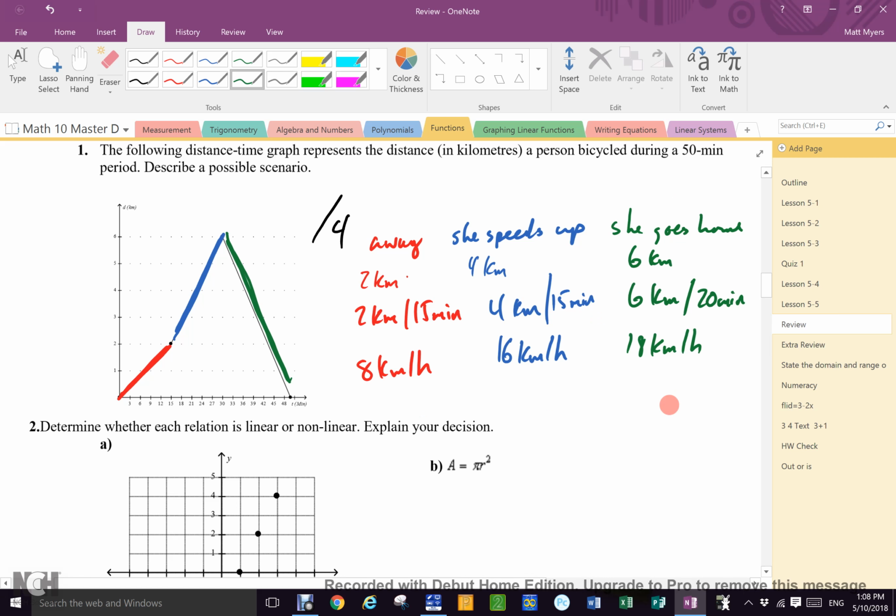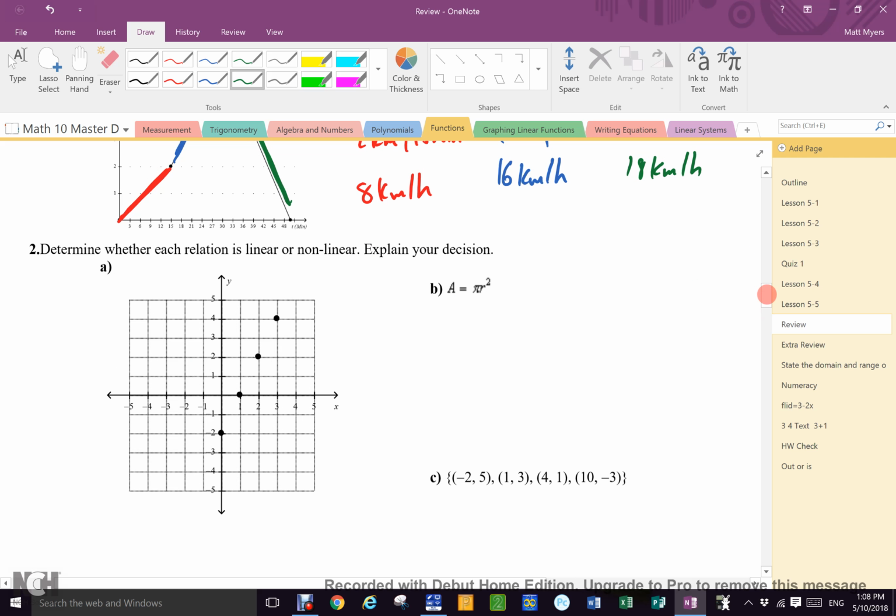The perfect sentence would be, she starts riding away from home at 8 kilometers an hour. 15 minutes later, she speeds up to 16 kilometers an hour and continues to ride away from home. After riding for 30 minutes, she turns around and rides home at 18 kilometers an hour. That's the perfect paragraph. Everybody cool? Give yourself a mark out of 4. Yes. This is not English class.